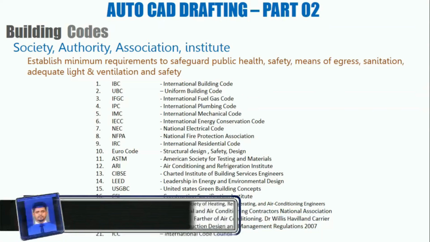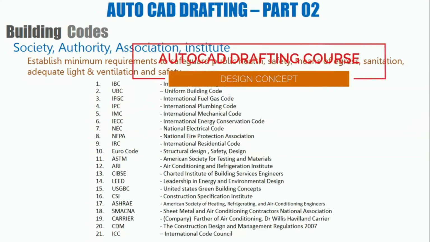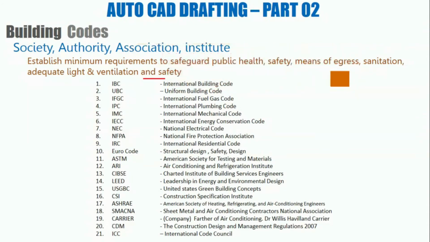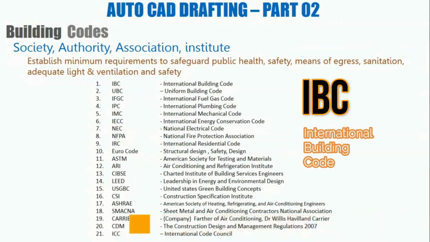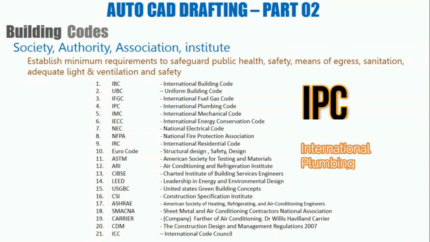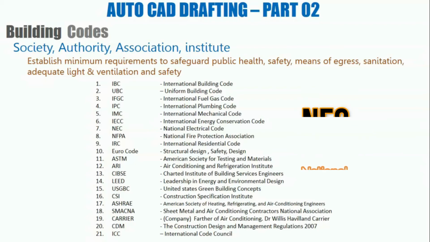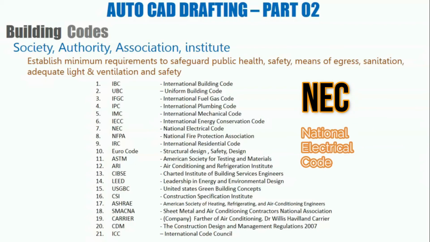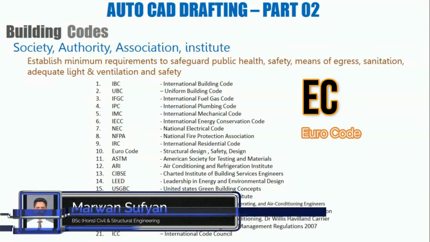For example, regarding finding the minimum size of a room or the minimum height of a building, or the area of the window to be provided for a particular space, these things we may find in IBC or UBC, that is the International Building Code or Uniform Building Code. If you are designing a pipeline for a building, a water supply system, then you can follow IPC, the International Plumbing Code. If you are designing electrical, then you can follow NEC, the National Electrical Code. And if you want to do a structural design, then you can follow Eurocode.